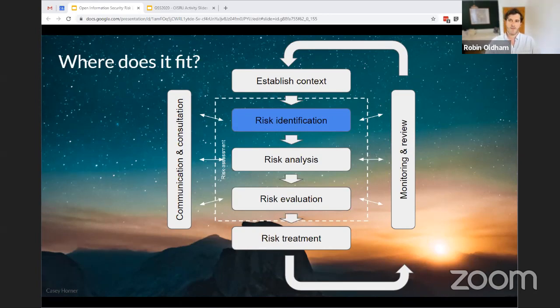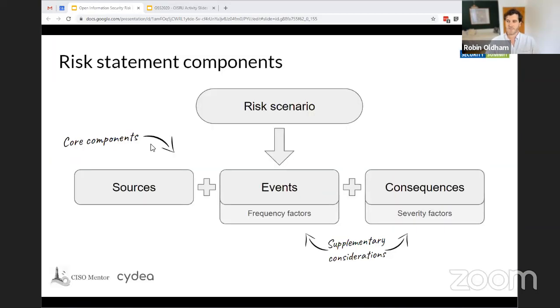And that these scenarios and the components that you have comprise sources, events, and consequences. There are supplementary bits that you can look at within the OISRU framework that help define the frequency factors that may make something more or less likely to occur, and the severity factors that make it more or less likely to have significant consequences for your business.